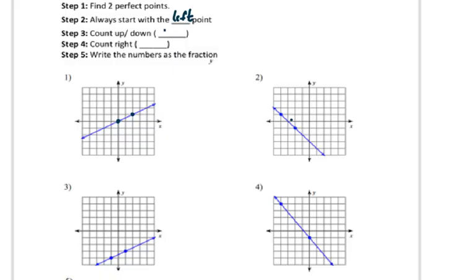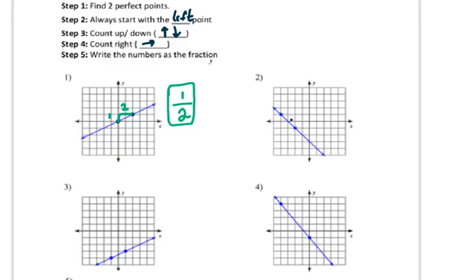We're going to count how many it goes up or down. That's my rise number. And then we're going to count how many it goes to the right. Then we write our answer as a fraction, the rise number over the run number. So if I look at this, I'm going up 1 and to the right 2 boxes. Rise 1, run 2. So my slope, my M, is 1/2. This is a positive line. It goes up, so my slope is a positive slope.